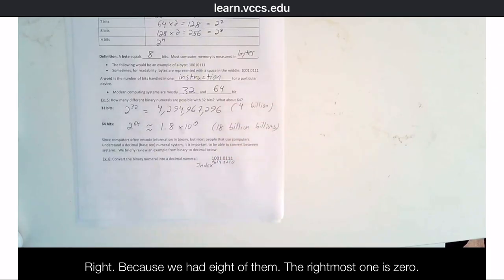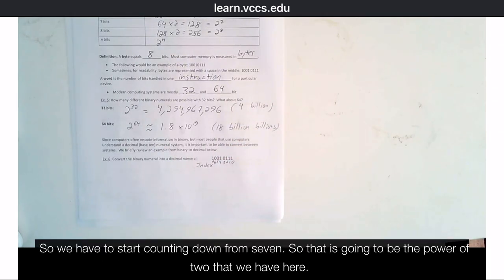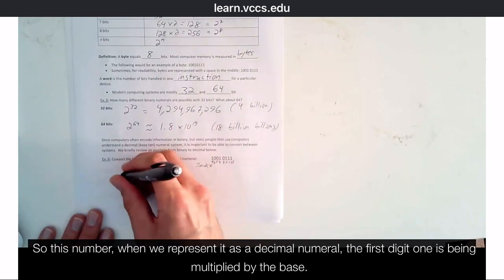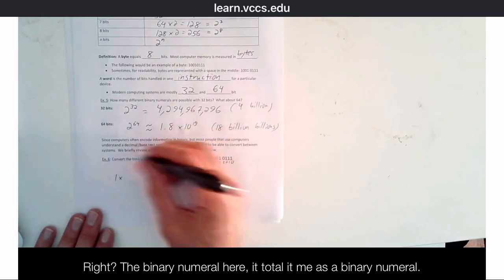Because we had 8 of them. The rightmost one is 0, so we have to start counting down from 7. So that is going to be the power of 2 that we have here. So this number, when we represent it as a decimal numeral, the first digit 1 is being multiplied by the base, right? The binary numeral here. It told me it was a binary numeral, so we got a base 2.